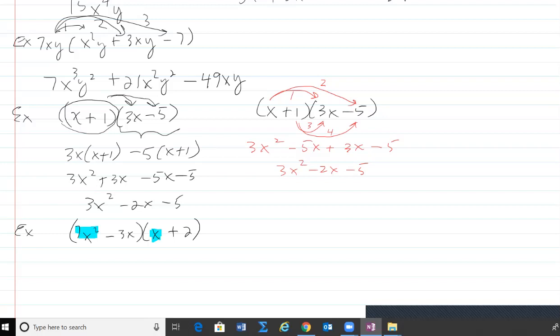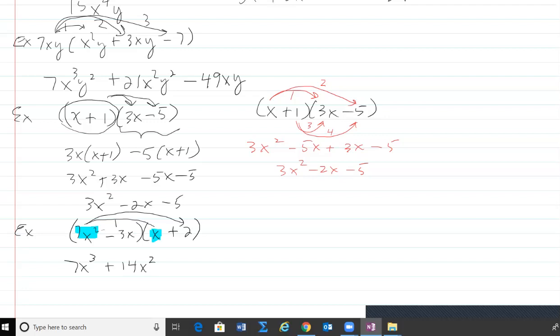So that will be this times this, which is a 7x to the third. Then I'm going to take this times that, the 7x squared times the 2. That makes a 14x squared. Okay, so that part's done.